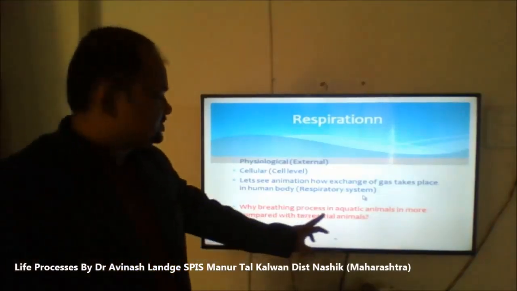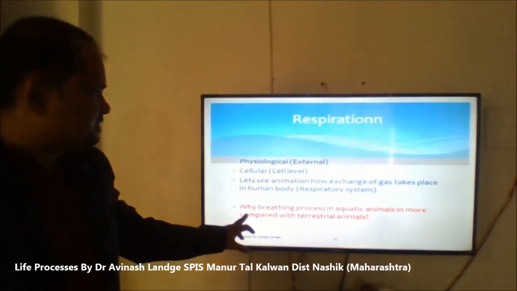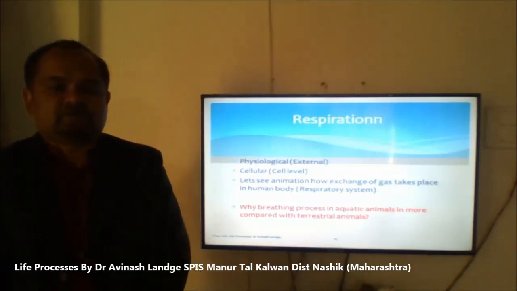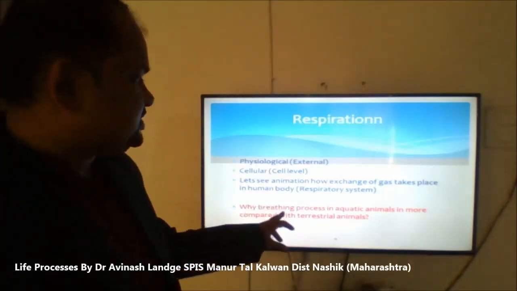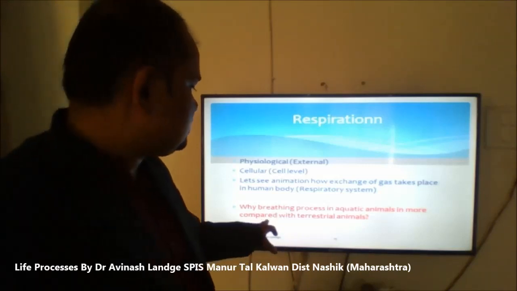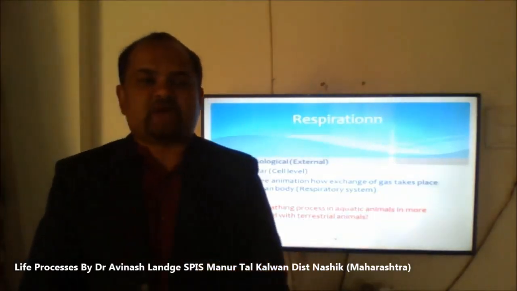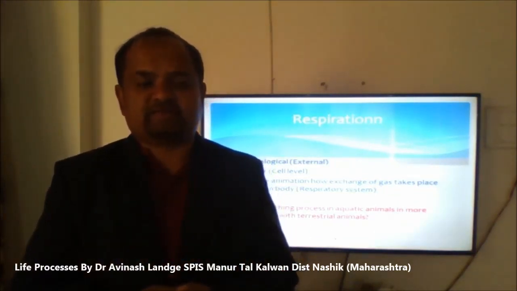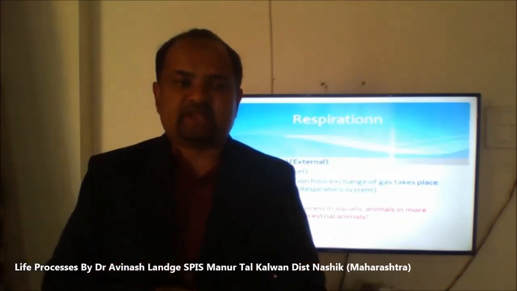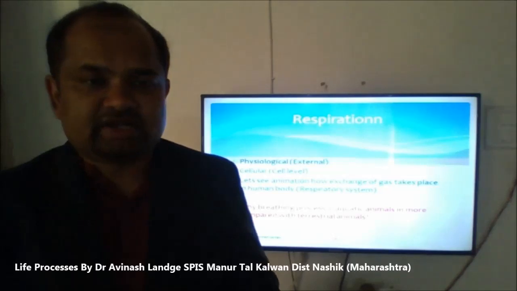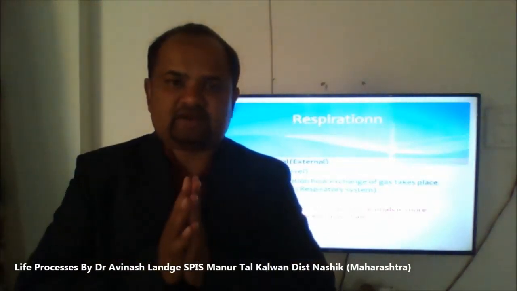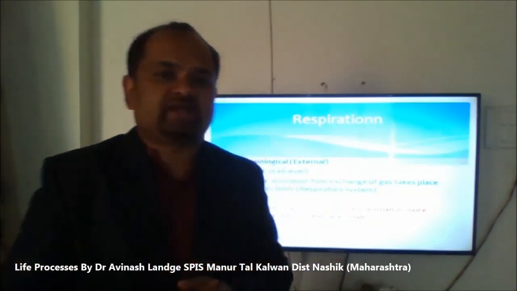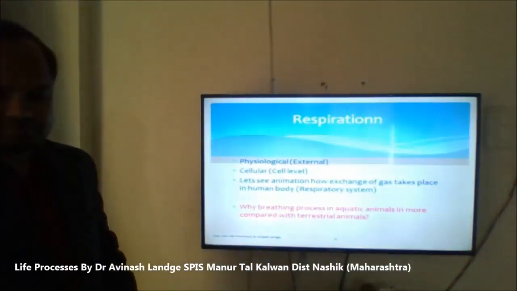So the question is, why is the breathing process in aquatic animals more compared with terrestrial animals? Aquatic animals have to take dissolved oxygen from the water, whereas for terrestrial animals the oxygen is available directly in the air. So taking dissolved oxygen is quite difficult for aquatic animals. So in aquatic animals respiration rate is slow, whereas in terrestrial animals respiration rate is higher.